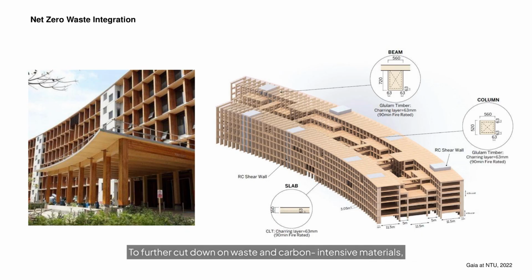To further cut down on waste and carbon-intensive materials, concrete use in Gaia was limited to essential elements, including foundations, shear walls, stair cores, and wet areas. 2. Regenerate strategy. Walls were built from salvaged brick from the former building. The trees harvested for its glulam and CLT had sequestered around 5,845 tons of CO2, which significantly reduced the project's net carbon footprint.